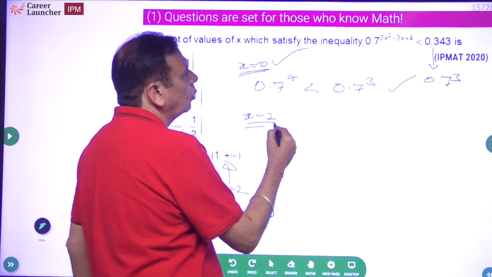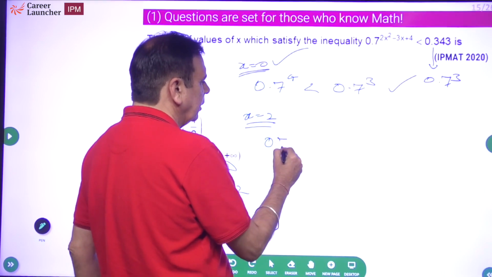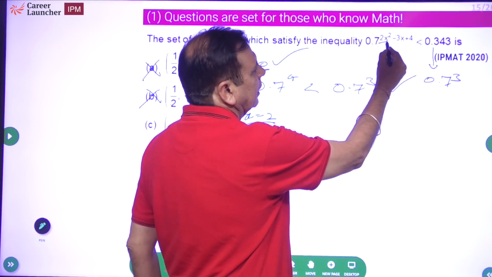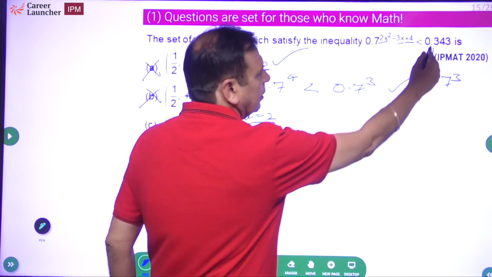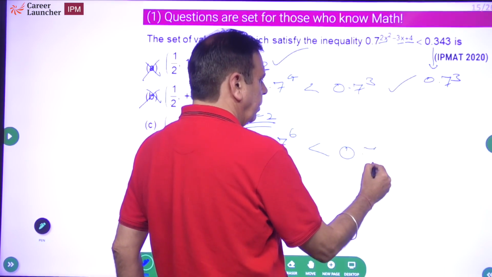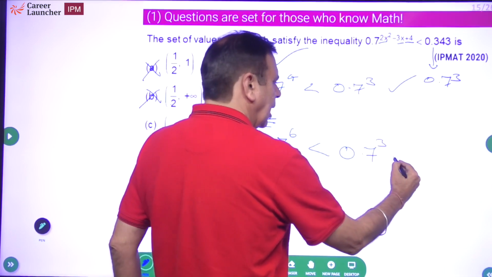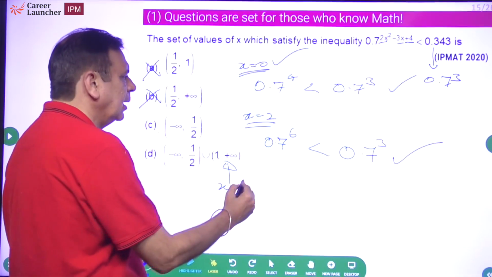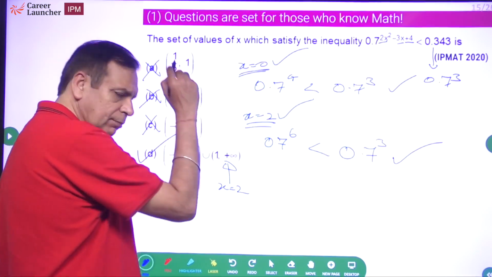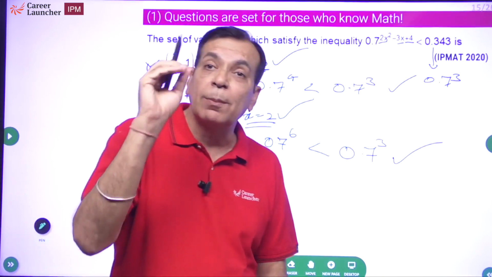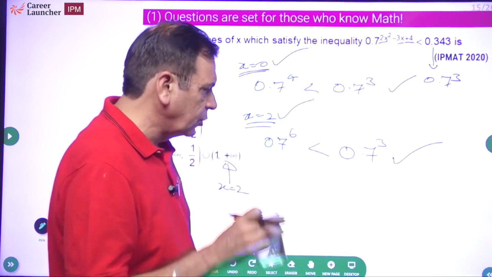So x equal to 2, what does that mean? 0.7 raised to power 8 plus 4, 12, 12 minus 6, 6. This should be less than 0.7 raised to power 3. Absolutely right. That means x equal to 2 should be a part of my answer. This cannot be the answer here. Use the choices, substituted values to get to the answer.